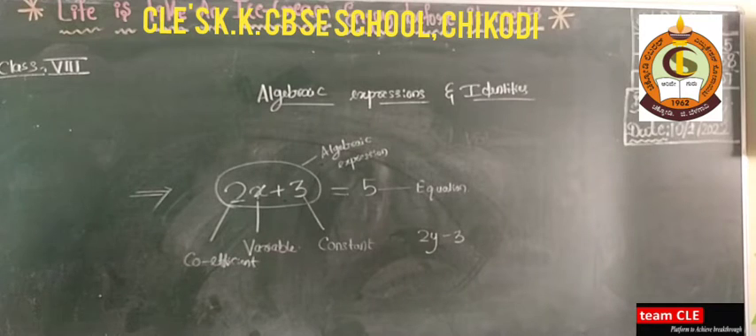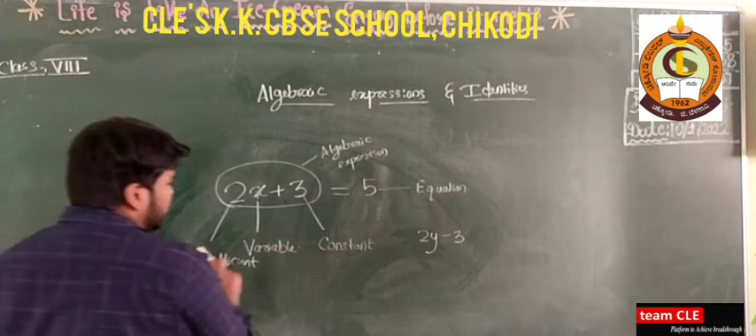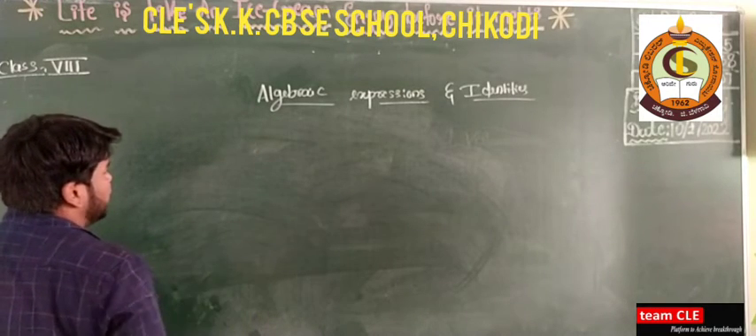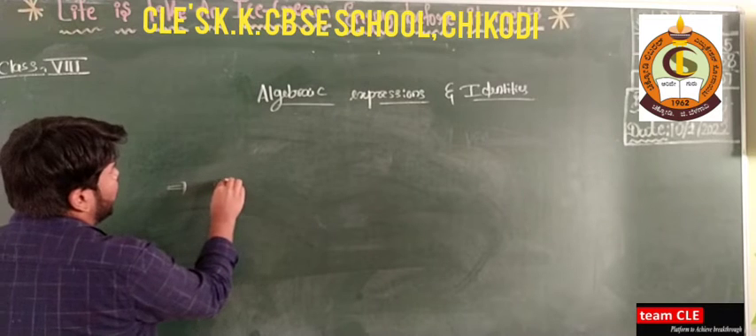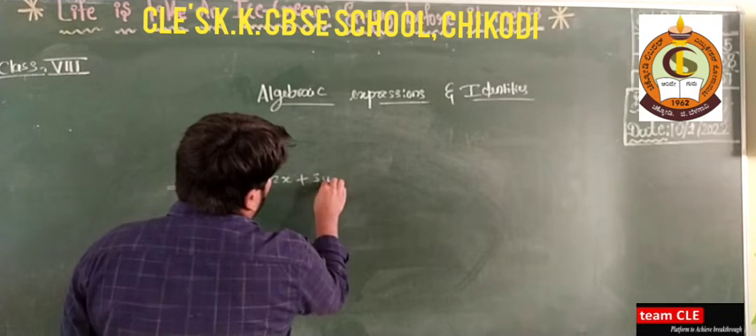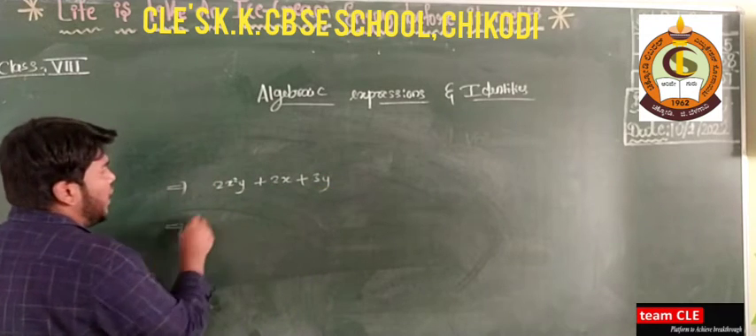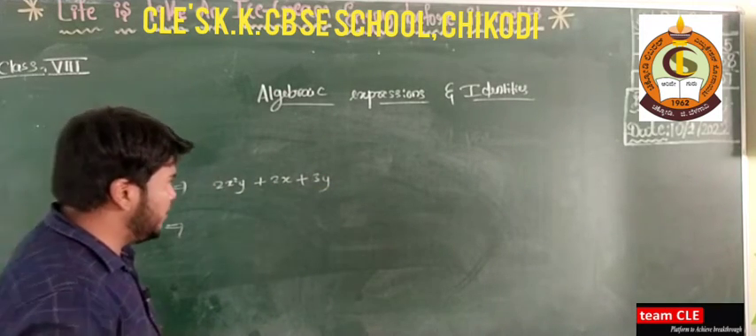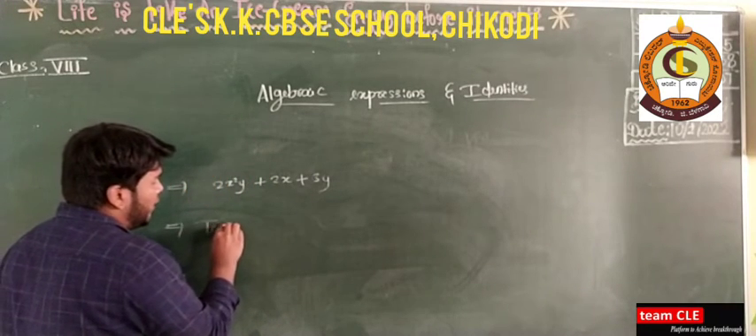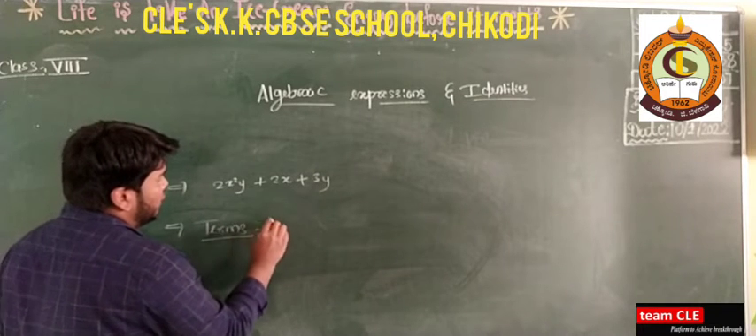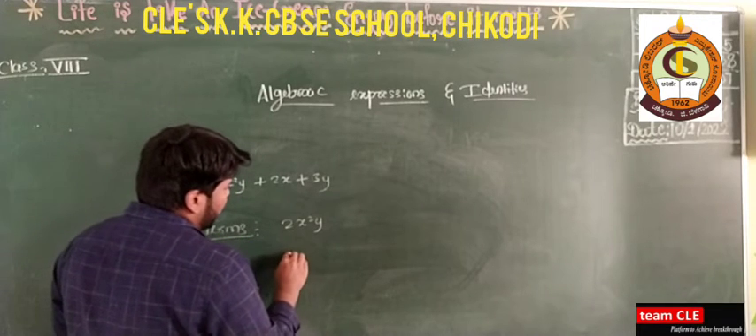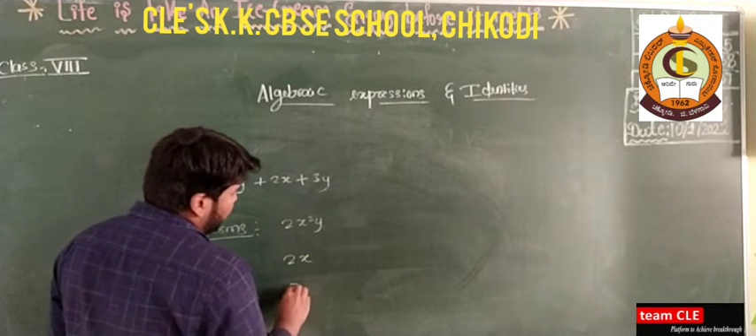Now we are going to study terms and factors. So what are terms and factors? See here, I'll write one example, 2x square y plus 2x plus 3y. This is an algebraic expression. Write the terms, which means you have to write the terms separately. The first term is 2x square y, the second term is 2x, the third term is 3y.